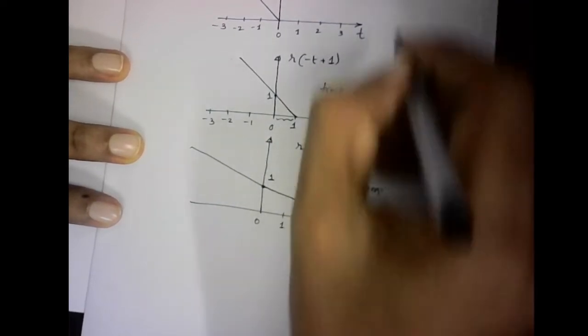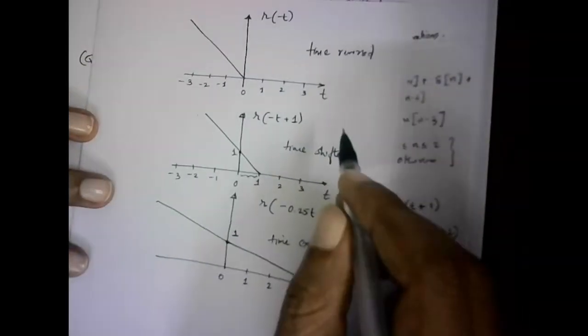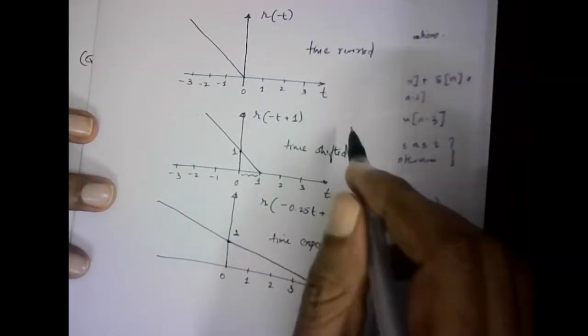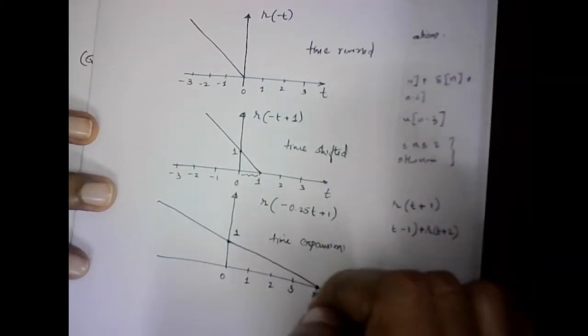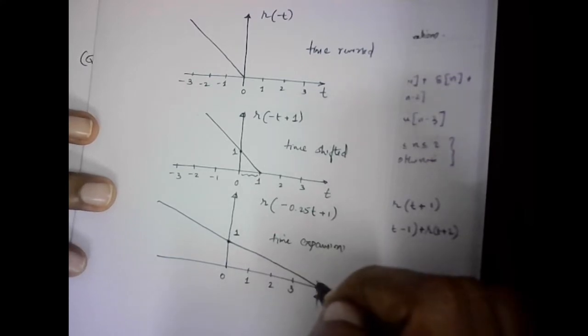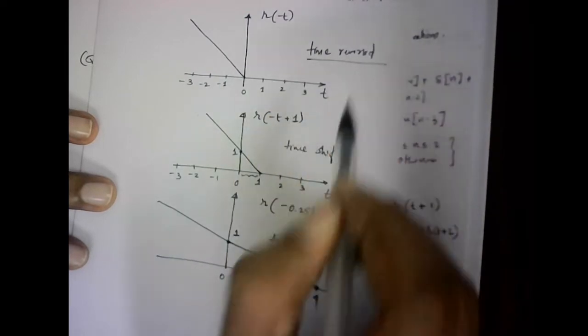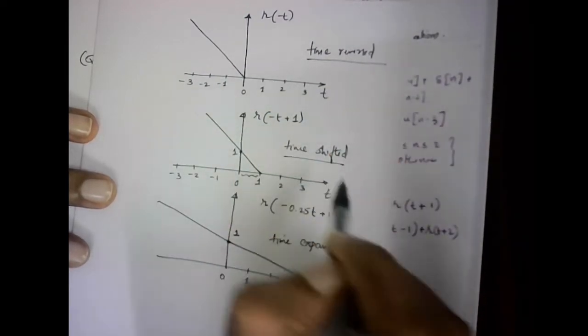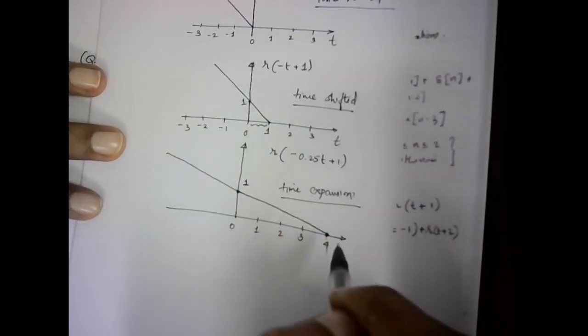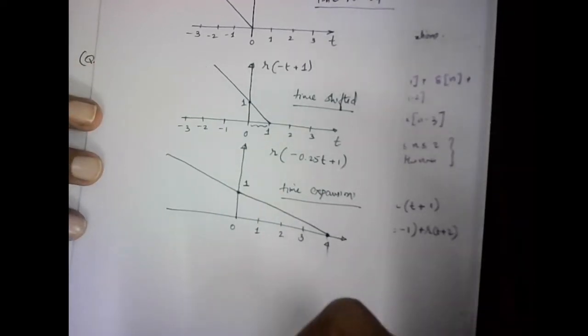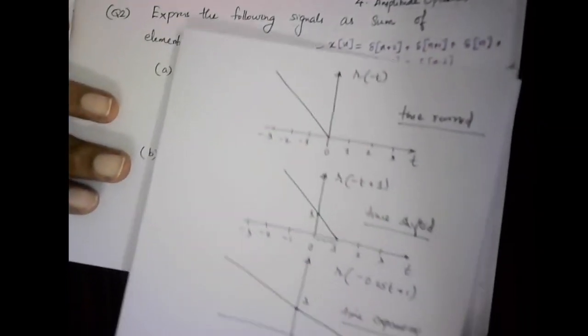So this order is very important. If you reverse this order, or if you are not properly following this order, you will not achieve this. And please remember this order. First you need to do the time reversal operation, then the time shifting operation, then the time expansion operation, and then if there is any amplitude operation, you can do that. So that is about sketching the signals.